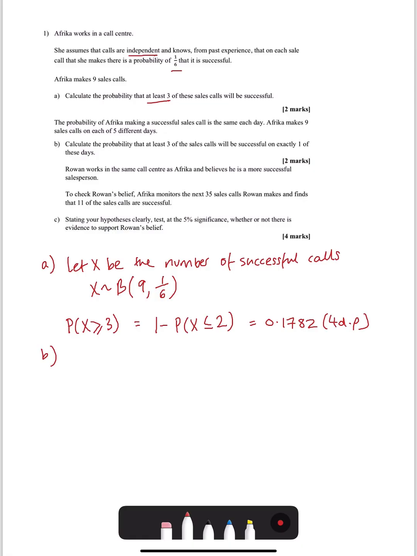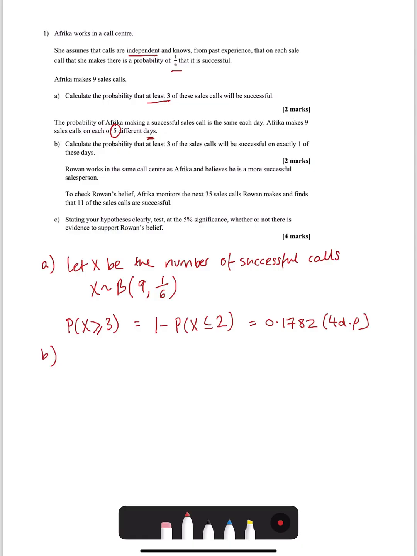B. The probability of Africa making a successful sales call is the same each day. Africa makes 9 sales calls on 5 different days. So now we're thinking about days. Calculate the probability that at least 3 of the sales calls will be successful on exactly 1 of the days.